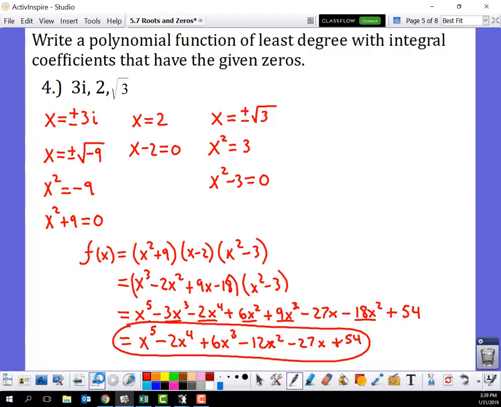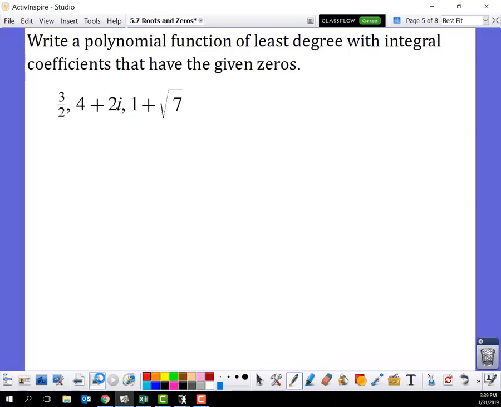Okay, so let's just look at one more using the same kind of concept, and then we'll actually be done. The last problem, number 5, is very similar. We're going to work backwards from our zeros. So we have x equals 3 over 2, x equals 4 plus 2i, and x equals 1 plus the square root of 7.